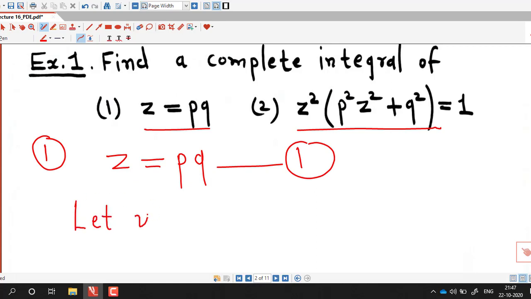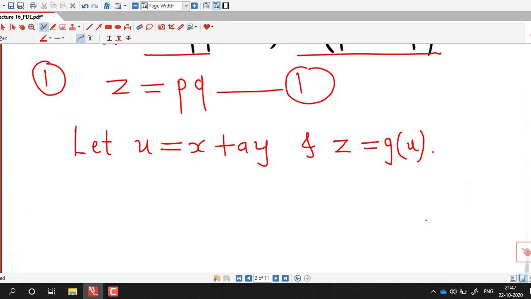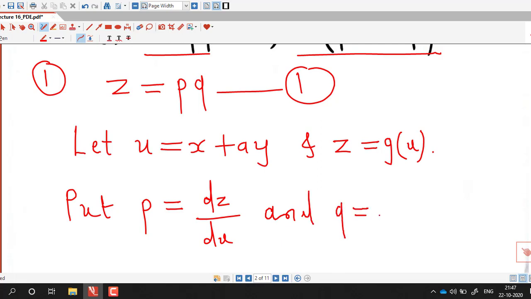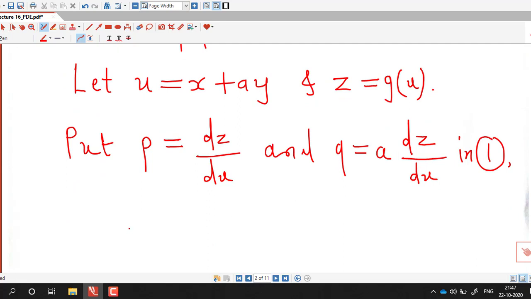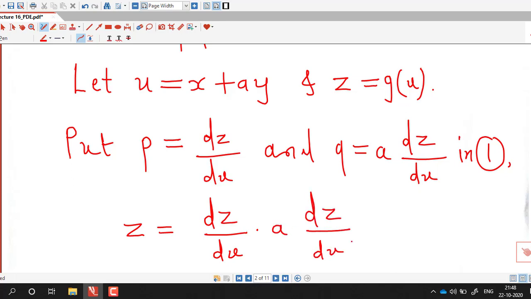So we start by this: let u equal to x plus ay, and say z is a function of u only, denoted by g of u. Then we directly have to write p equal to dz by du and small q equal to a times dz by du. This we will put in given equation 1. So we obtain z equal to p into q, meaning dz by du into a into dz by du.